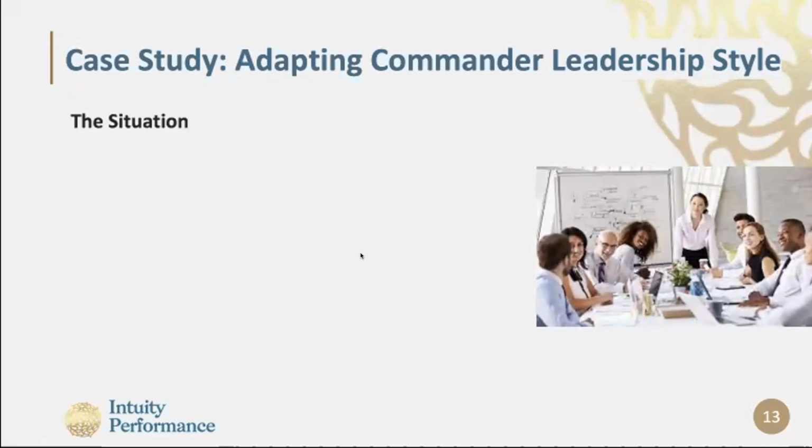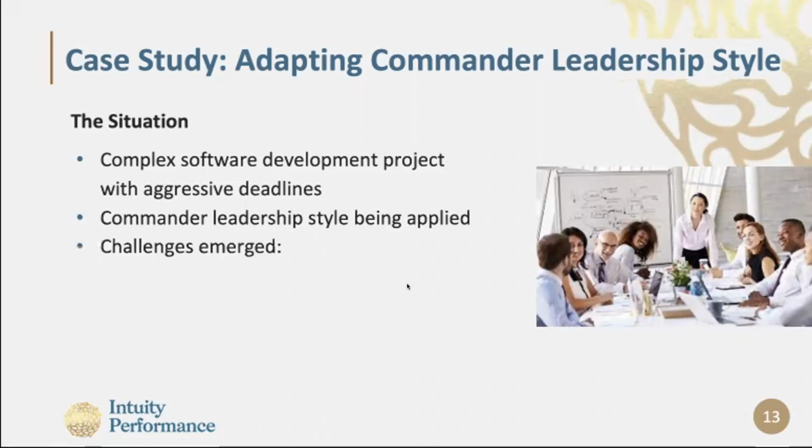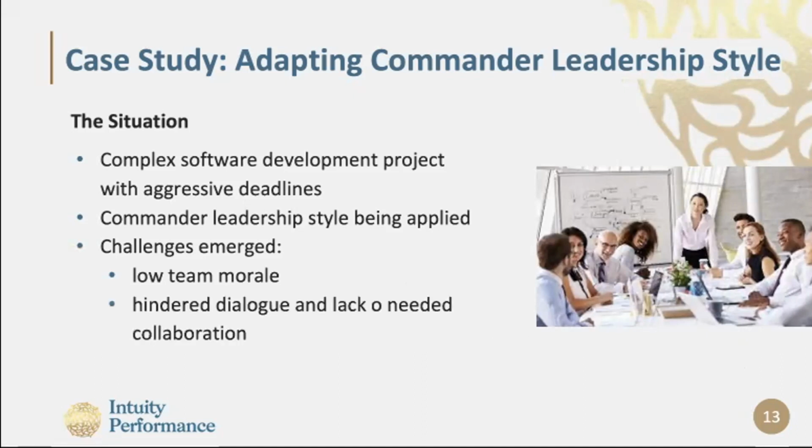So the situation is the project team was working on a really complex software development project with really aggressive deadlines. So originally, she adopted the commander leadership style to ensure there was clarity, productivity, and adherence to quality standards. However, as it progressed, the challenges that emerged were low team morale. So teams were starting to feel really overwhelmed and burnt out due to the demanding nature of the project. So that rigid control and directive approach really began to stifle their creativity and autonomy. It hindered the dialogue and the needed collaboration.